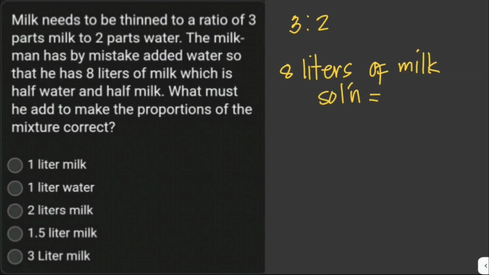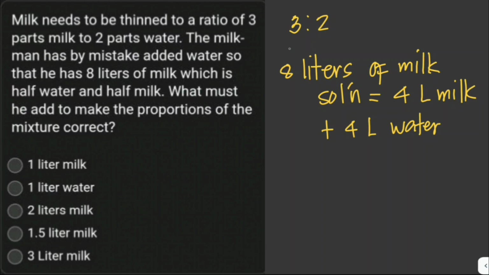8 liters of milk solution, which is half water and half milk. So that means 4 liters of milk. He added 4 liters of milk and 4 liters of water instead. But this ratio isn't 3:2. This is 1:1 or 4:4. So what must he add to make the proportions of the mixture correct?